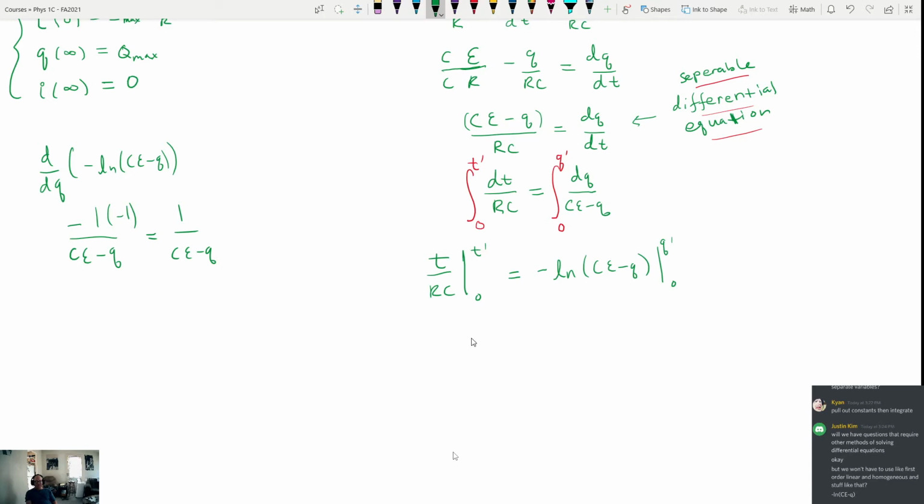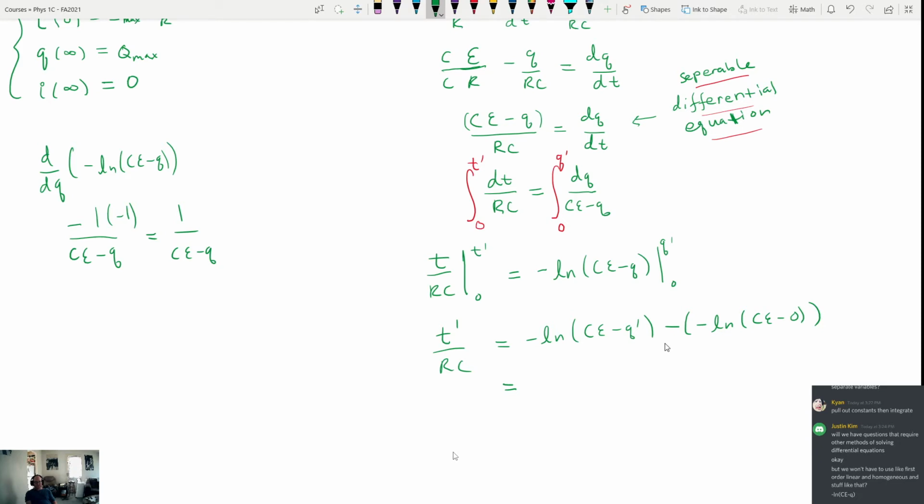Now we're going to evaluate the limits. So on the left-hand side, it's just going to become t prime over RC. On the right-hand side, we're going to have negative natural log of CE minus Q prime minus the negative natural log of CE minus 0. So that's going to be equal to, we can take the natural log of a difference and write it as a quotient.